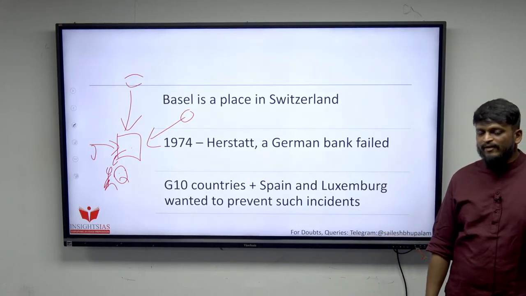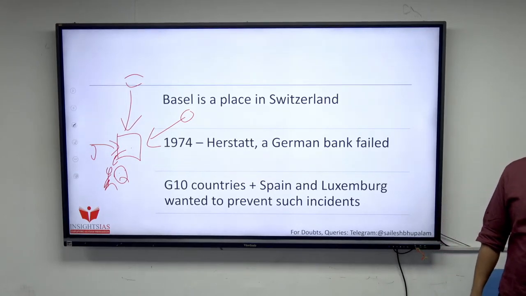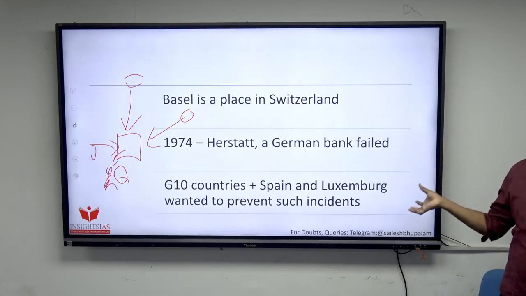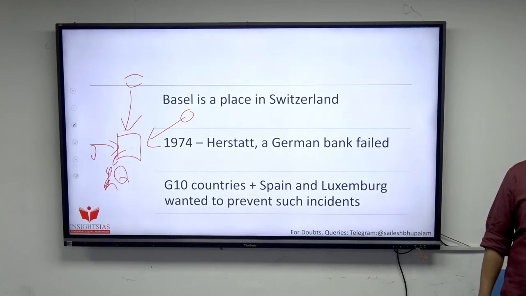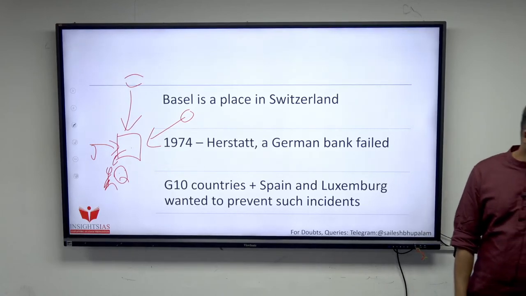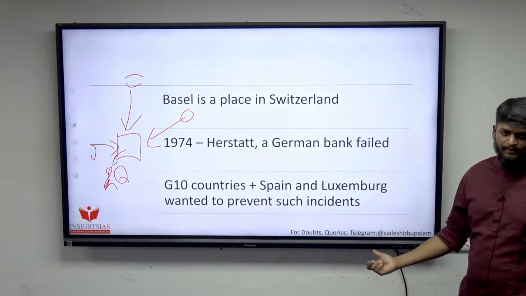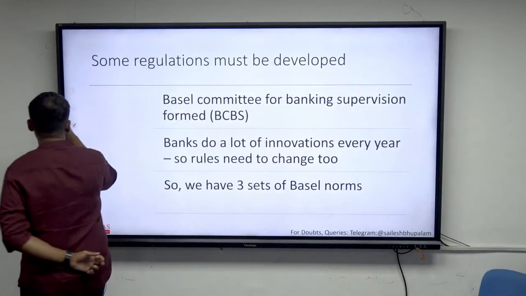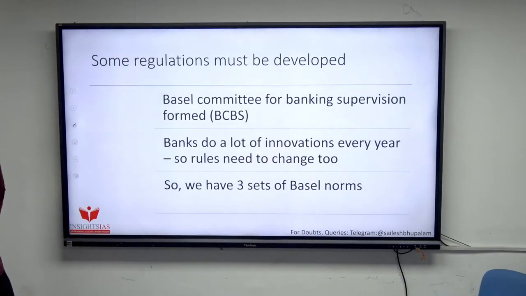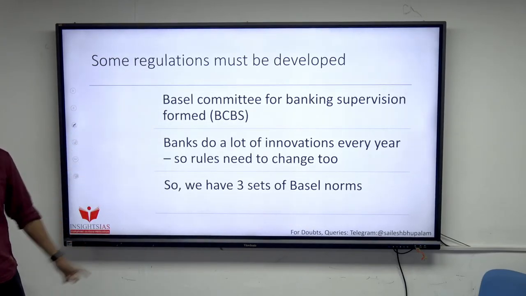So is there a way to prevent it? Yes, like how we prevent COVID, with social distancing and masks. If we can create some rules for these banks in such a way that we can prevent the spread of risk from one bank to another. So this was basically the discussion that happened in Basel, in Switzerland. And finally, they came to a conclusion that we have to create some norms for every bank to follow, so that this risk will not spread from one country to another. Initially, it was G10 countries and Spain and Luxembourg. After that, India is also now part of this, and a lot of other countries have joined. The Basel Committee on Banking Supervision was created and they started creating these rules.